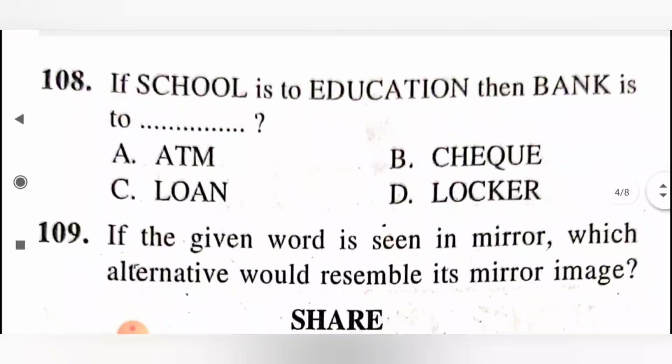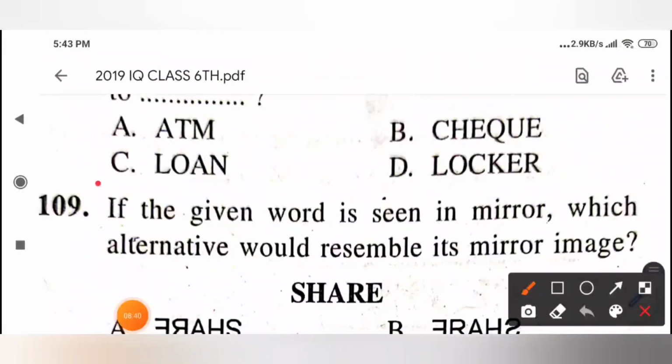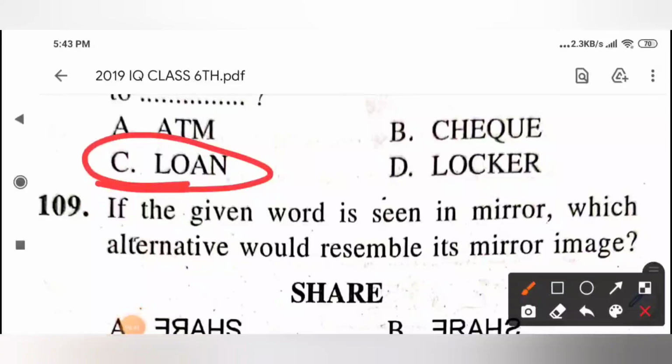108. If school is to education, then bank is to dash. To understand better, we can say from school we get education, from bank we can get loan. So the answer is option C, loan.